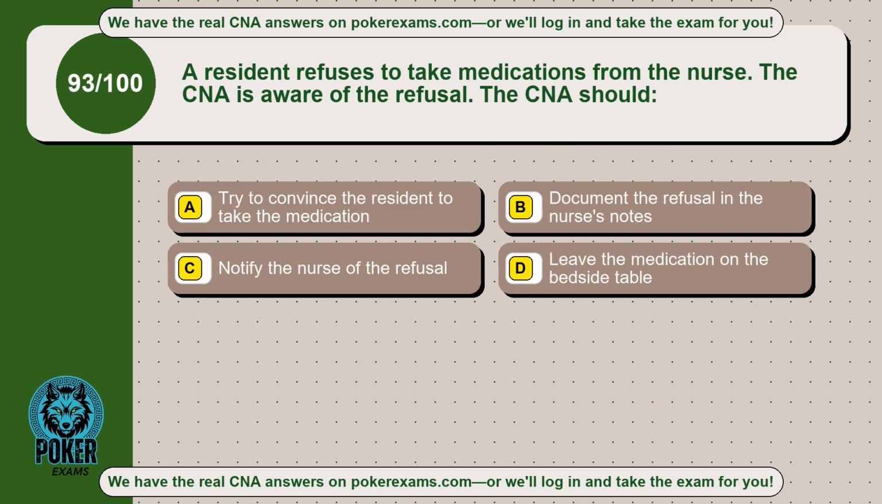Question 93. A resident refuses to take medications from the nurse. The CNA is aware of the refusal. The CNA should. Option A. Try to convince the resident to take the medication. Option B. Document the refusal in the nurse's notes. Option C. Notify the nurse of the refusal. Option D. Leave the medication on the bedside table.